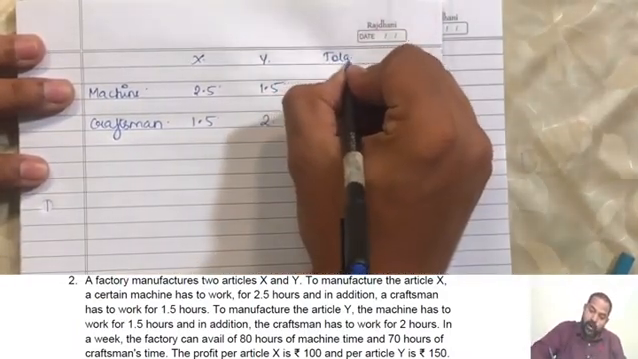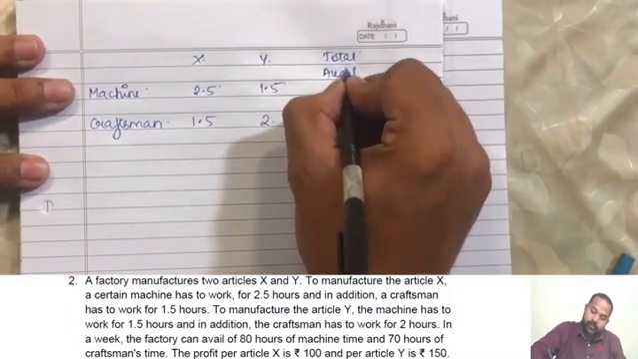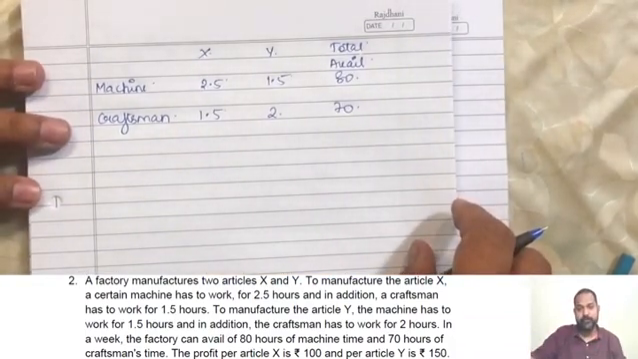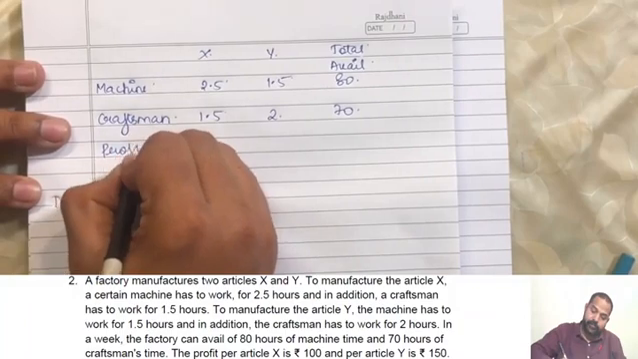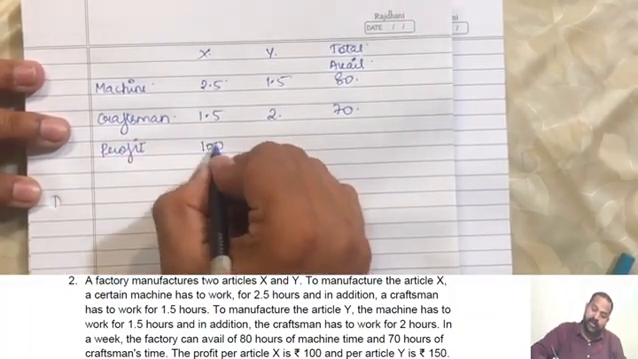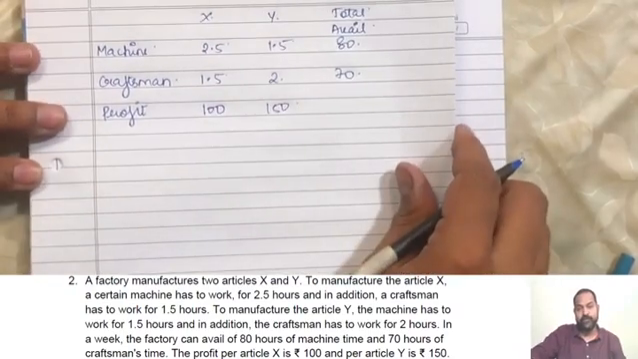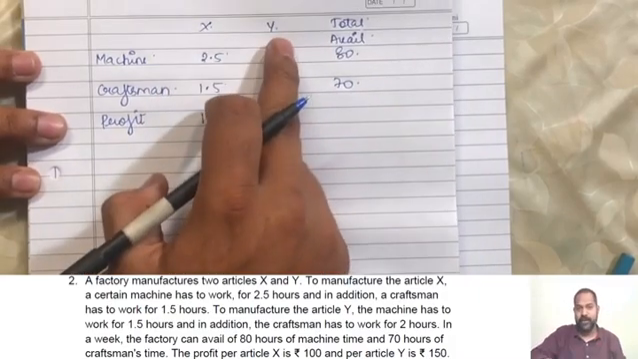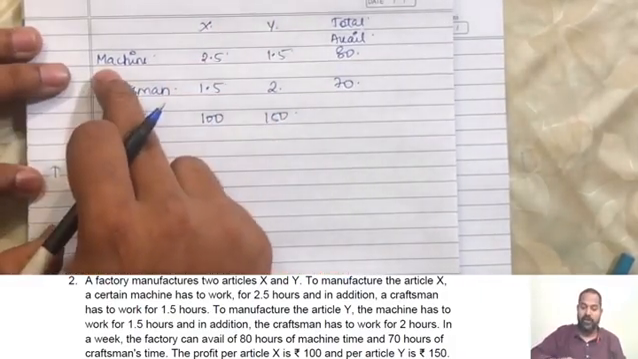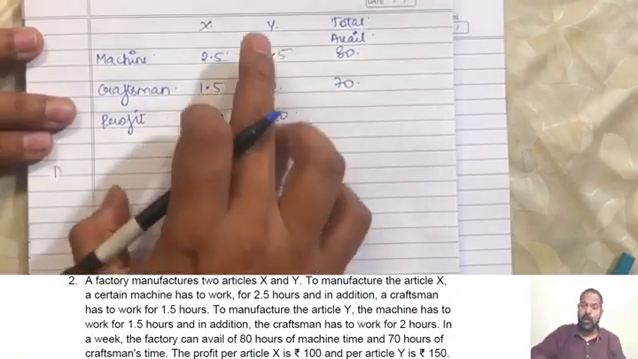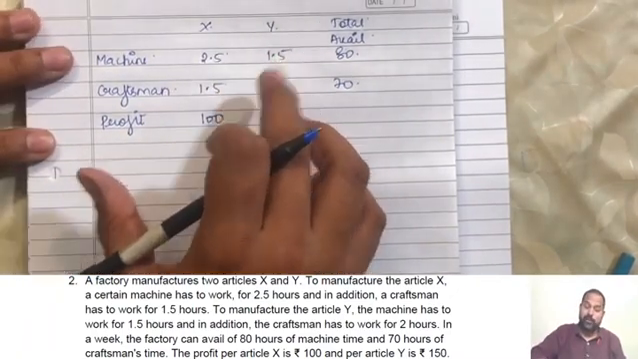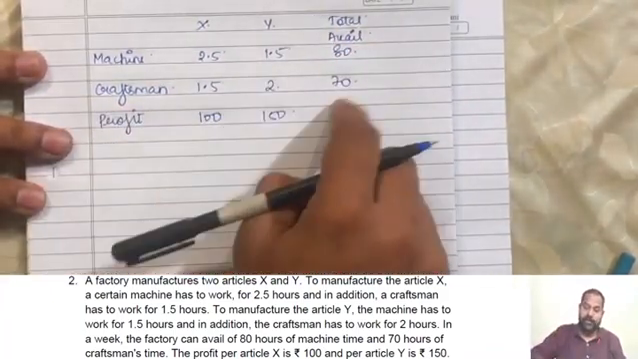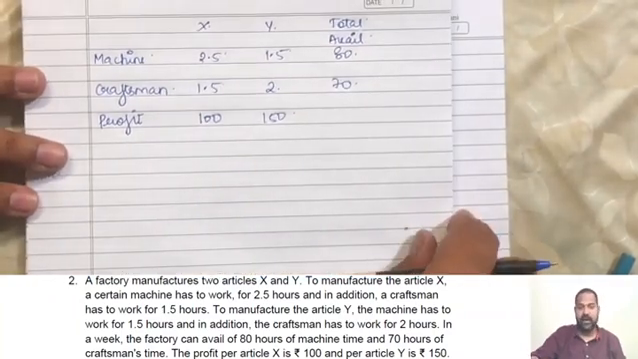The total availability is 80 hours of machine time and 70 hours of craftsman time, while the profit per unit x is 100 and per unit y is 150. Now because they have said x and y here, it becomes a little confusing. Imagine that this is table and chair. One table requires 2.5 hours on the machine, while 1.5 hours for the craftsman to finish it. One chair requires 1.5 hours on the machine and 2 hours for the craftsman to finish it. The total available machine time is 80 and the total available craftsman time is 70 hours.